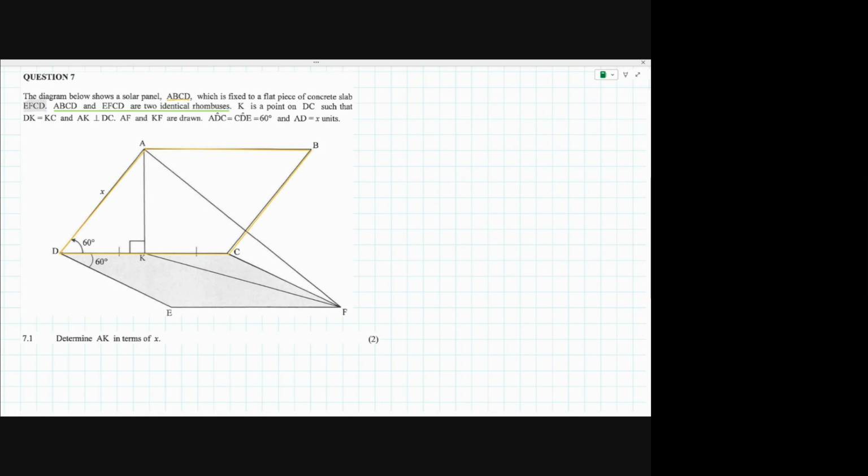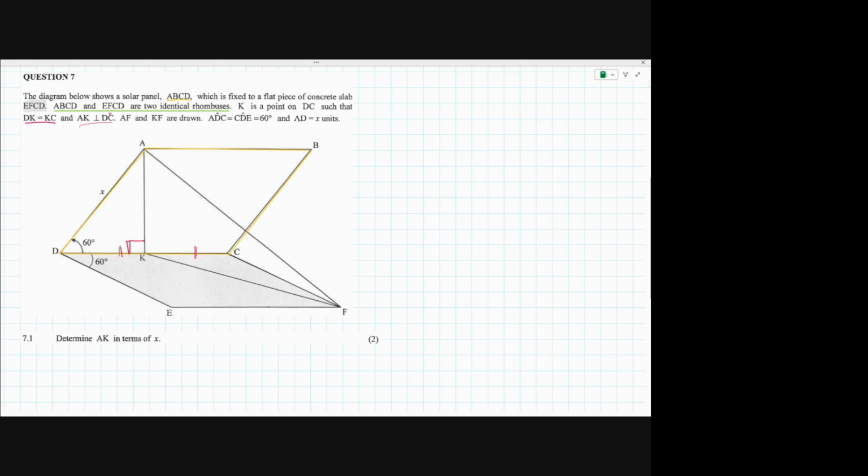K is a point on DC such that DK equals KC. So we can see that indicated to us on our diagram. Remember the little lines, these are strike marks, means that line segments are equal to each other. And we've been told that AK is perpendicular to DC. Again, we can see that. AF and KF are drawn. Angle ADC is equal to CDE, which is equal to 60 on our diagram. And AD is X units.